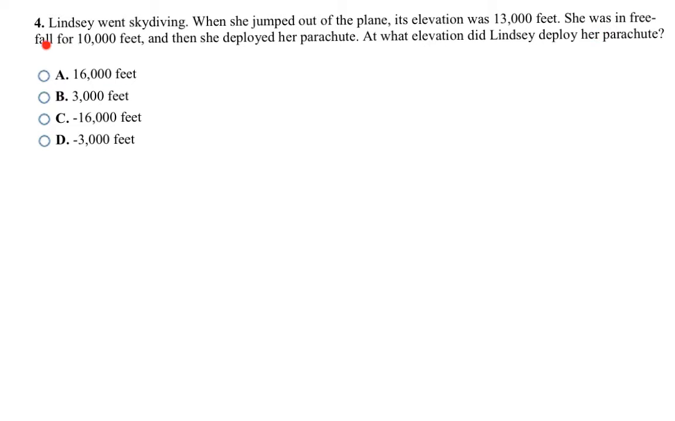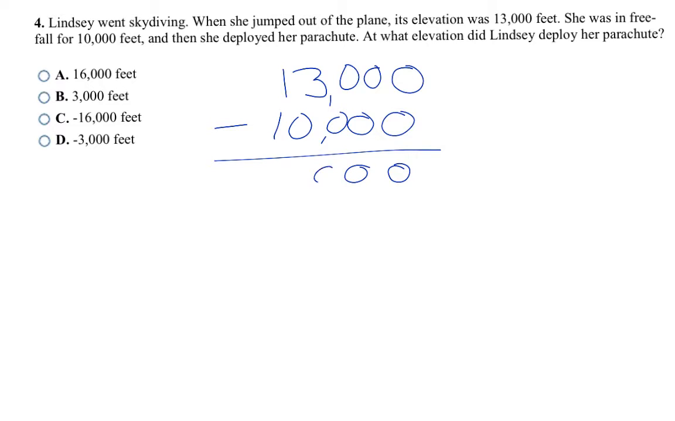So if she's falling, that means that her elevation is decreasing. So that means we're going to be subtracting because we want those numbers to get smaller. So we're going to take her starting elevation, which is 13,000, and subtract the amount of feet that she fell, which was 10,000. And you can do this by hand, or you can do it in the calculator. It's pretty simple by hand. So I went ahead and did it by hand. So it's going to be at the 3,000 feet is when she deployed her parachute.